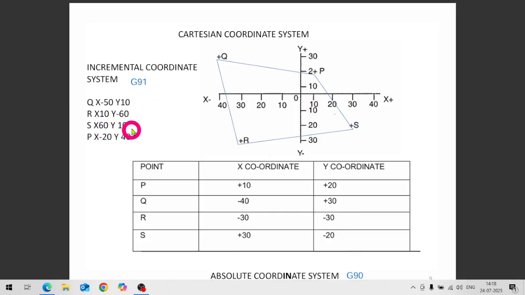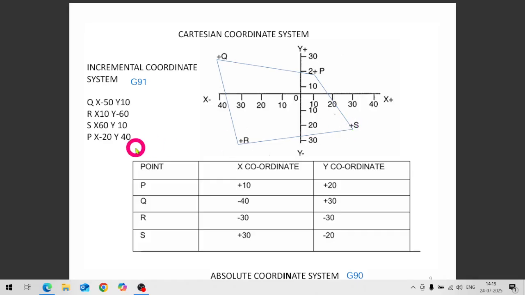So X60, Y10, because now this is 0, 0. If I take this straight line like this, then it is 10 mm above this point in Y axis. So this is Y10. Now if we take the next one, again if you go for P point, S now will become origin. S is 0, 0.